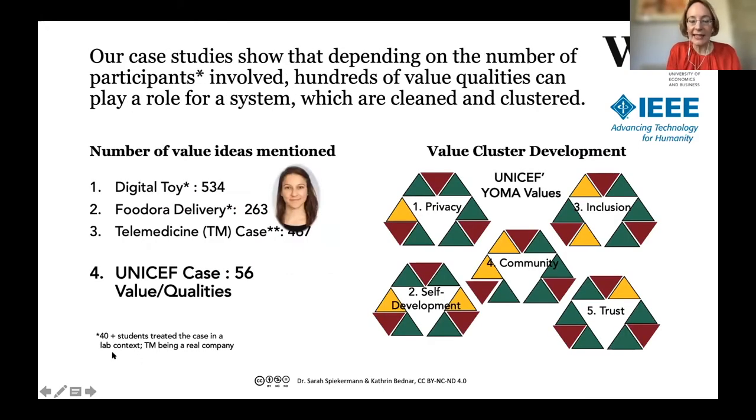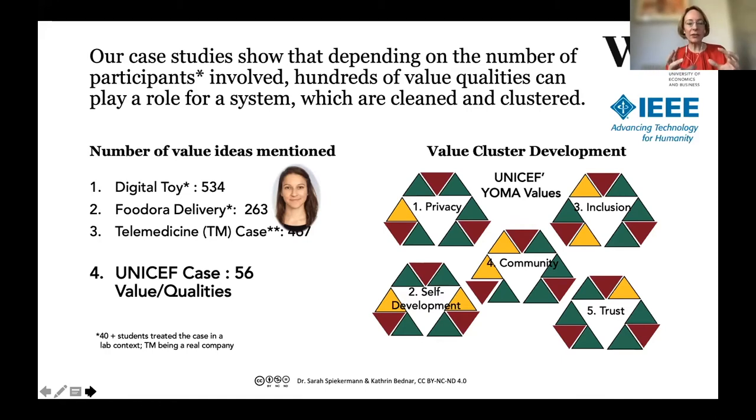In the case that I'm going to present later on, the Yoma platform that we did for real with UNICEF in Africa, 56 value qualities could be identified as a result of this creative workshop. So this is about the scale you must plan for. It's a lot of values that come up in the stakeholder discussions.